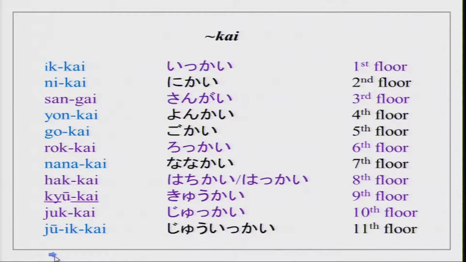So, this is floors on a building for you, which is kai and gai. You can practice. Nihongo class wa nankai desu ka? Anata no uchi wa kono biru no nankai desu ka? So, these you can practice at home and you can answer. Very, very simple questions.